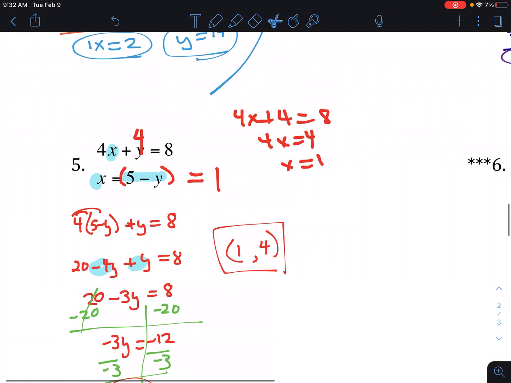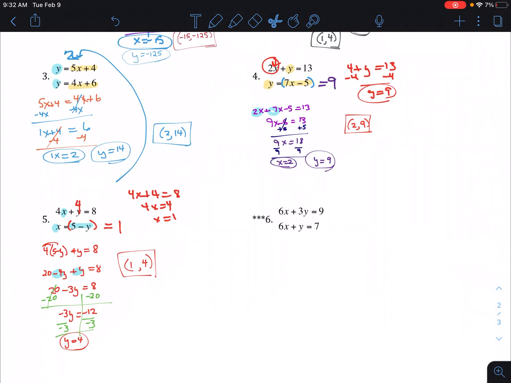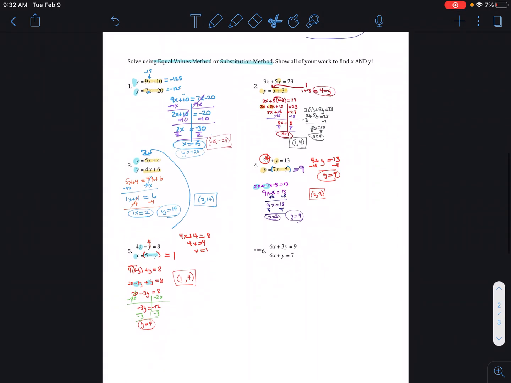Okay, and you did not have to do 6. And the reason you didn't have to do 6 is because I didn't show you guys how to rearrange equations yet. All right, if you have questions about these and you still don't know what you did wrong, please make sure you ask.